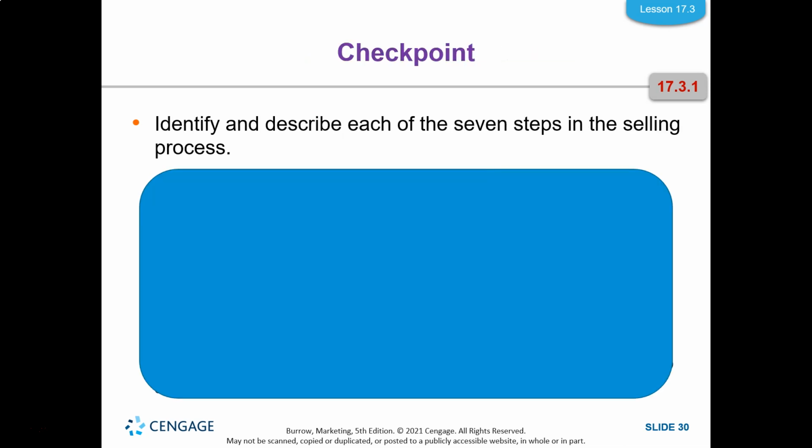Checkpoint question for 17.3.1 is this: identify and describe each of the 7 steps in the selling process. I will pause the video now so that you may gather your wonderful answer.